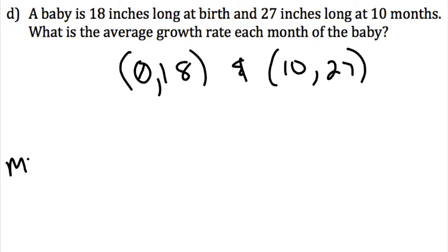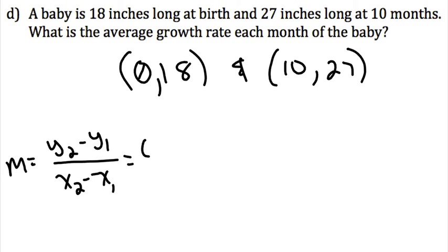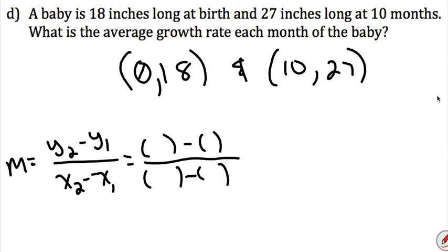each month. So again, m is for slope: y2 minus y1 over x2 minus x1. Let's fill in our parentheses before we fill in numbers. So parenthesis minus parenthesis over parenthesis minus parenthesis. So let's fill in our numbers. The final height of the baby was 27 at 10 months, minus the initial was 18, sorry. The final time that we're looking at, months, was 10 months. And we started out at 0 months.